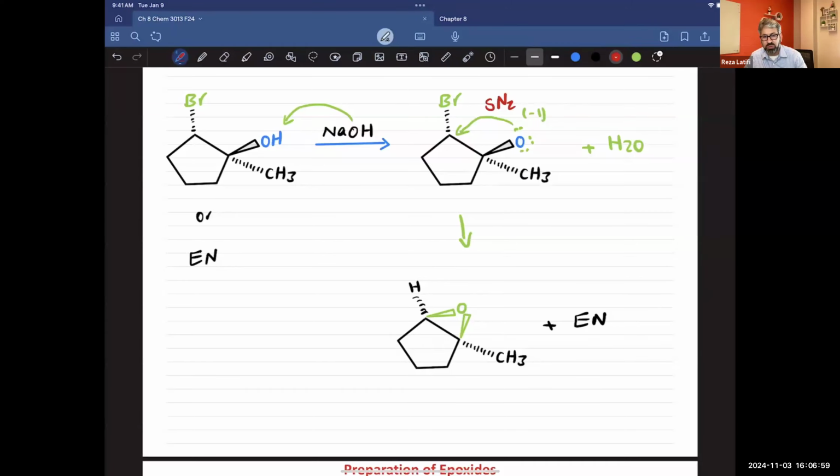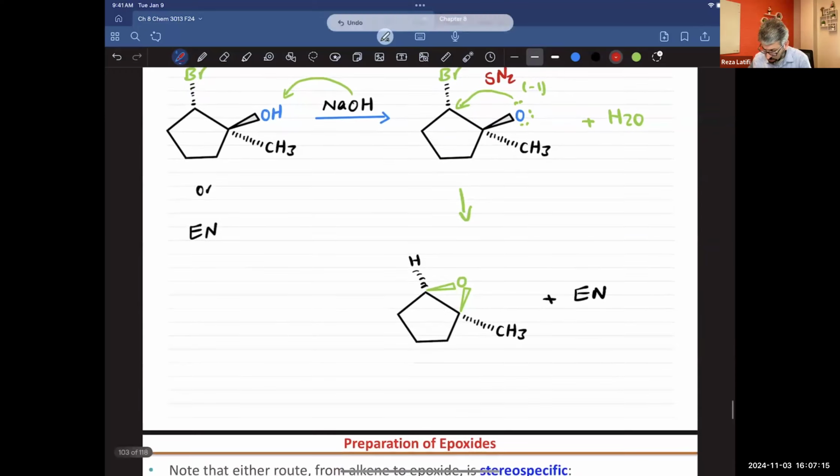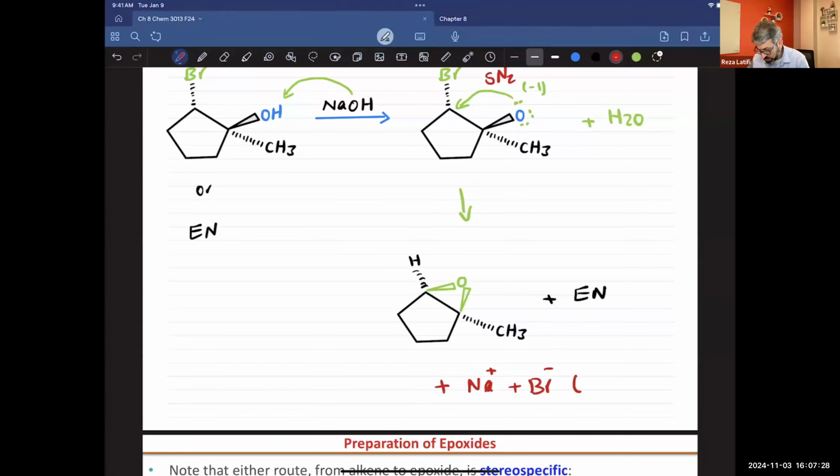So this is going to be one of our products, and the oxygen is sitting on the top, and the bromide left the system, and we also get an enantiomer of this compound. So technically we get two enantiomers. And don't forget that you do have sodium from the starting compound, and also we lost bromide. These two will find each other and turn into sodium bromide. Okay. So this is the second method of preparing epoxide.